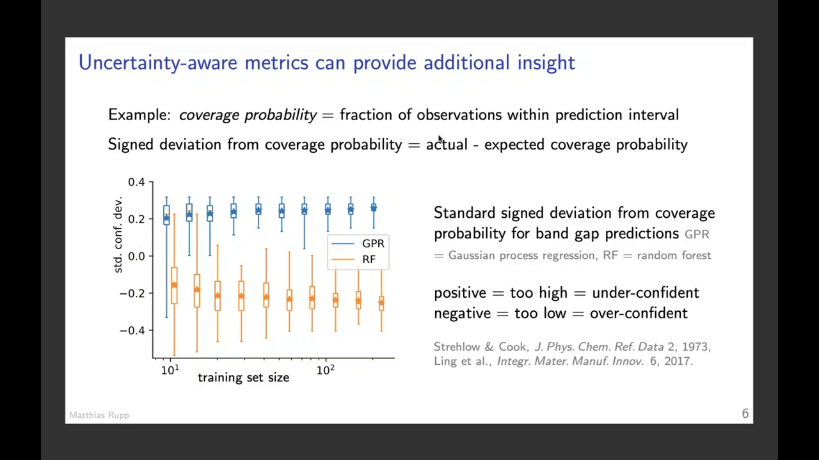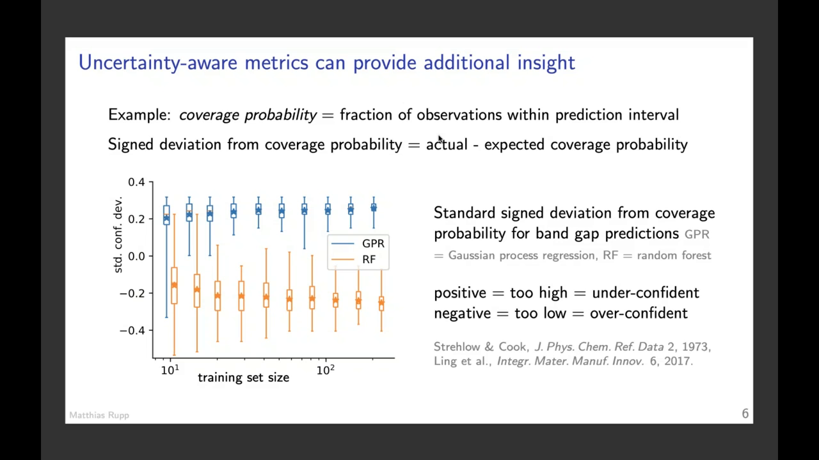And that, let's call this the deviation from the coverage probability. Here in this particular example, on the horizontal axis, you see the training set size, and on the vertical axis, you see this deviation from the expected coverage probability. Two algorithms, Gaussian process regression and random forest. Now, if you would look only at the absolute value, they would look the same. But if we look at the sign, we see that they actually exhibit quite a different behavior.